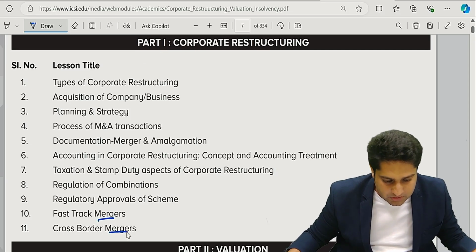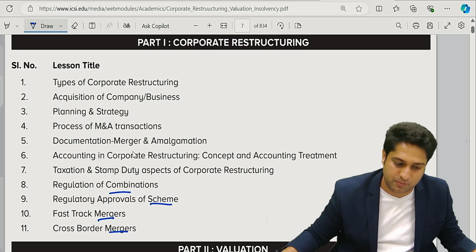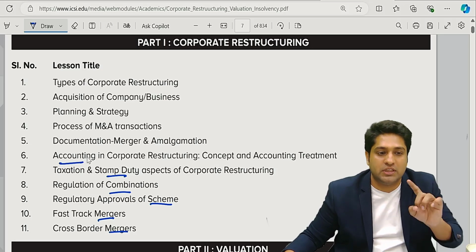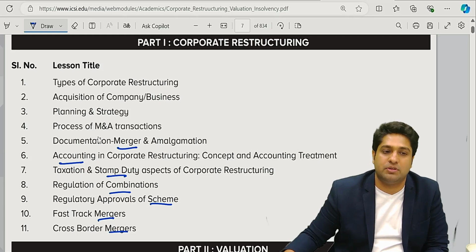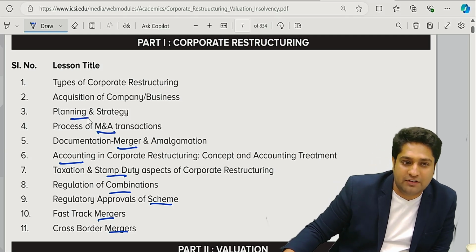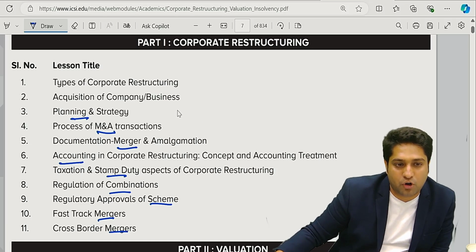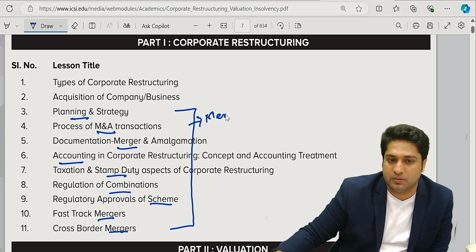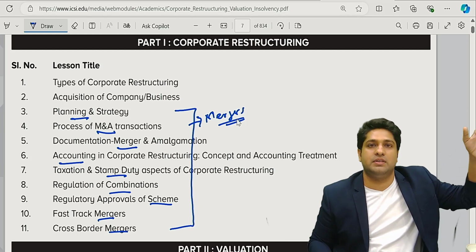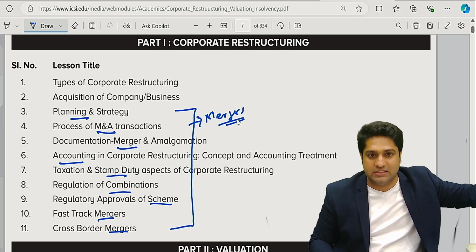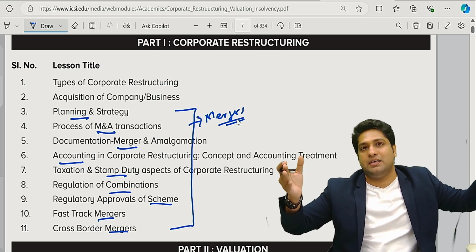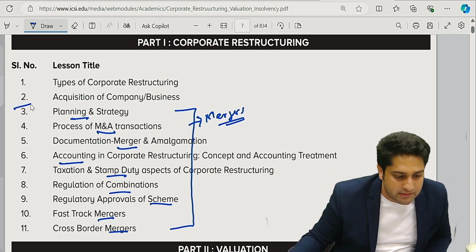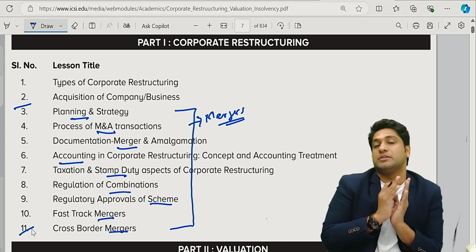Can you see, approval of scheme is of merger only, combination is for merger, stamp duty and taxation is for merger, accounting is also for mergers. Documentation in merger, process of merger, planning for a merger. From here till here is only a concept called mergers. Right from the deal, once it starts, how does it start? I will be sharing that also. Till the time it is completed, including the taxation aspect, is all covered here. So your chapter 3 to chapter 11 is mergers.